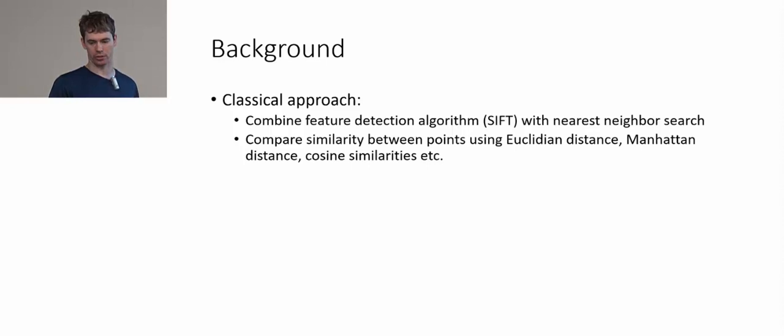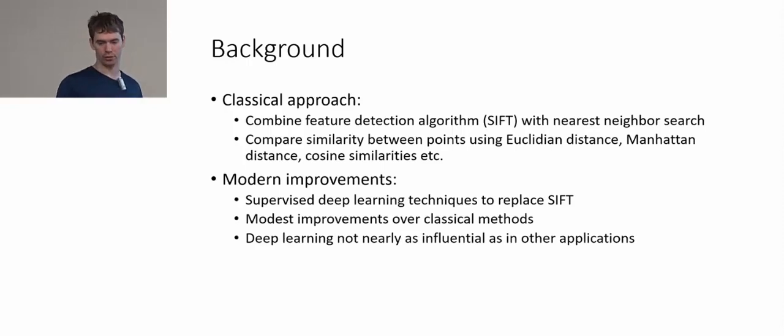So the classical approach to pixel matching is to apply some sort of feature detection algorithm on an image and then find the closest matching feature in the other image using nearest neighbor search. So each of the features output by SIFT is represented by a vector, and we can compute similarity scores in a number of different ways, such as Euclidean distance or cosine similarities, and so on. As you would expect, modern approaches replace the handcrafted feature detectors with data-driven learning methods. But these methods haven't blown away the competition as much as deep learning has in other areas, such as image recognition.